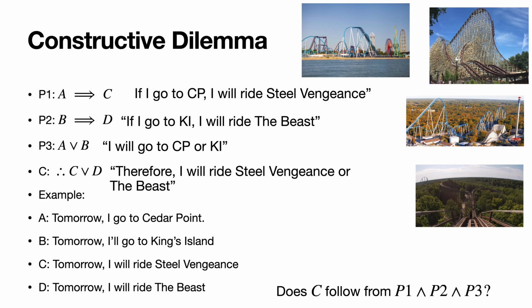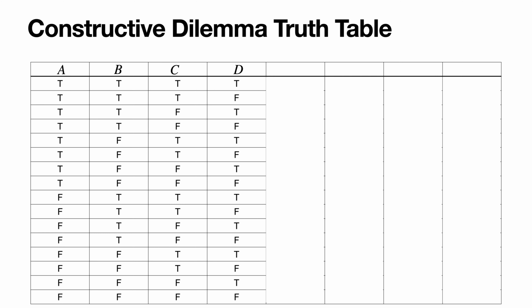And the question we're going to ask is, does our conclusion follow from premise 1 and premise 2 and premise 3? Or does the conjunction of premise 1 and premise 2 and premise 3 imply C, imply that our conclusion is true? So one of the ways we can do this is to construct a truth table. We're going to have 4 variables, A, B, C, and D. So we're actually going to need 16 rows, 2 times 2 times 2 times 2.